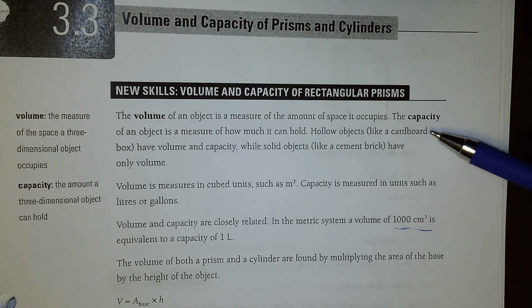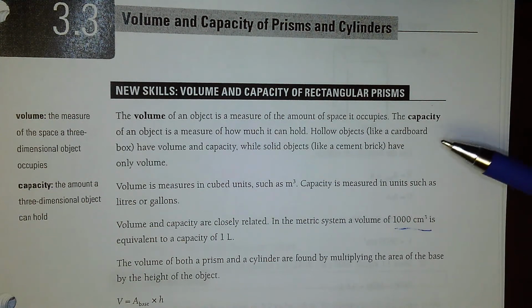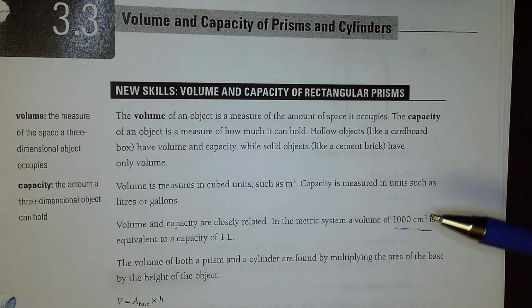A lot of the times we'll talk about how many liters a milk jug can hold, or how many cement bricks something can hold, or you can have it in a bunch of different units. So volume is measured in cubic units or cubed units such as meters cubed, whereas capacity is measured in units such as liters or gallons.